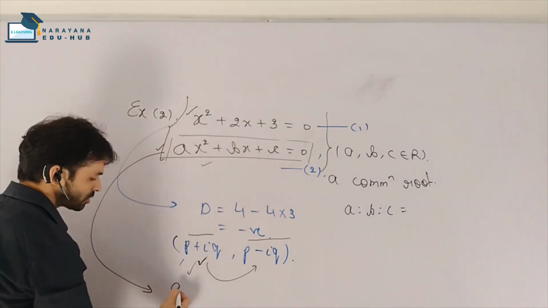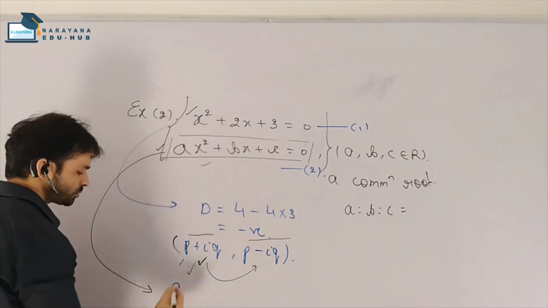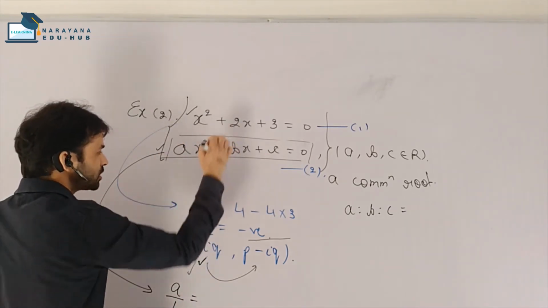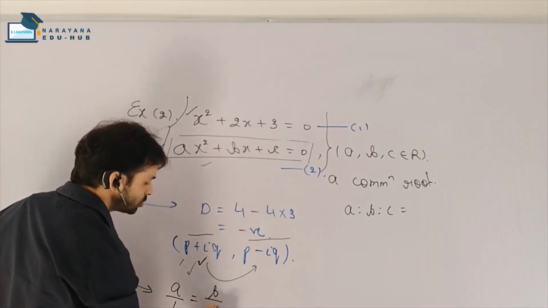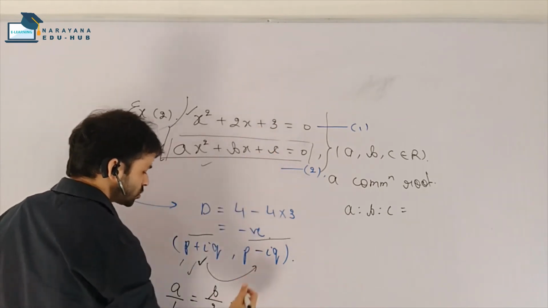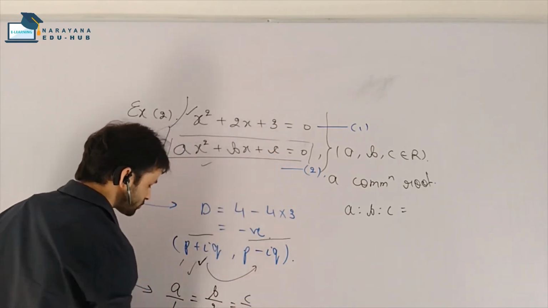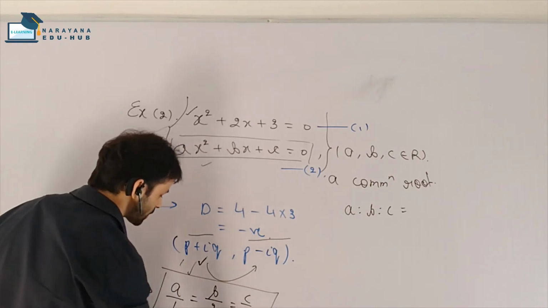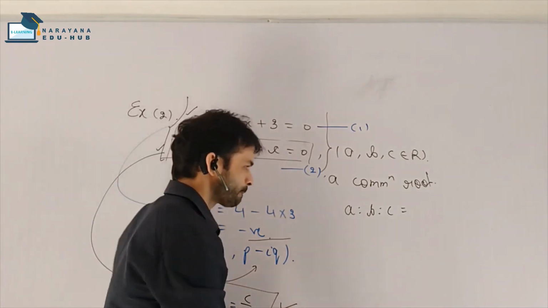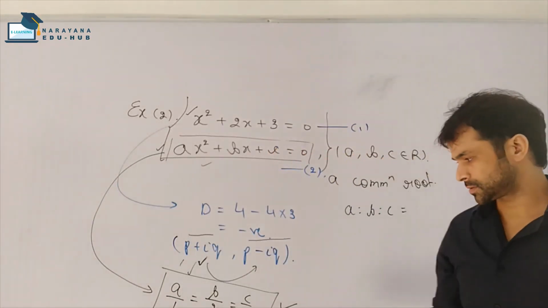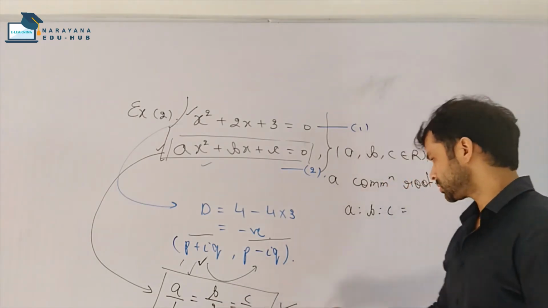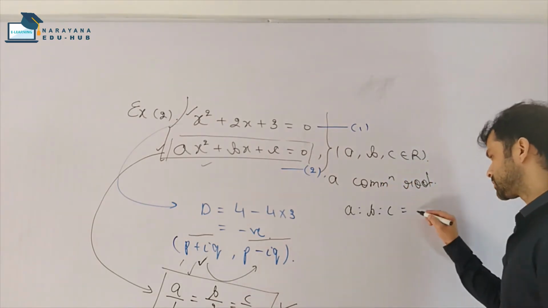a upon a1 by a2, means 1, is equal to b1 by b2, means b by 2, is equal to c1 by c2, means c by 3. Okay, so this is the ratio a is to b is to c that you have to find. So you have this.